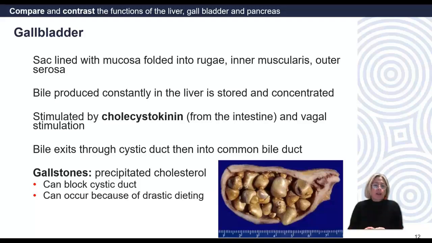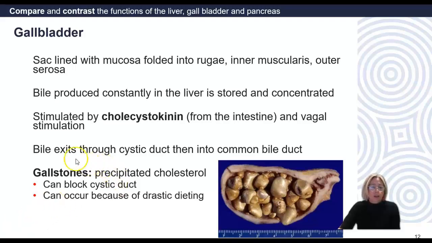The gallbladder is stimulated to contract via cholecystokinin, which is a hormone that's secreted from intestinal cells. And it's also under vagal stimulation via the parasympathetic nervous system. The bile then exits through the cystic duct and then into the common bile duct.